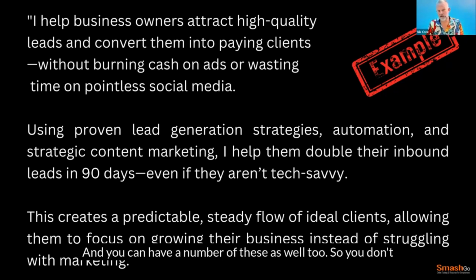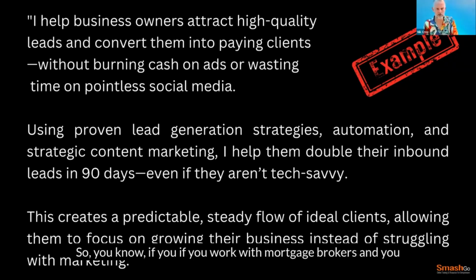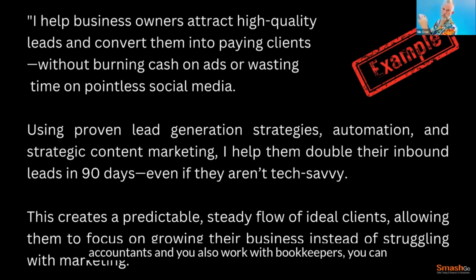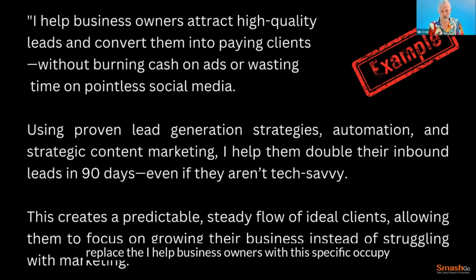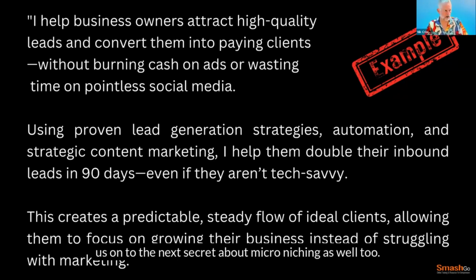And you can have a number of these as well too. So you don't need just one. You can have one for each different client set that you work for. So if you work with mortgage brokers, and you also work with finance brokers, and you also work with accountants, and you also work with bookkeepers, you can replace the I help business owners with the specific occupation, or the specific industry. Which is going to lead us on to the next secret about micro niching as well too.